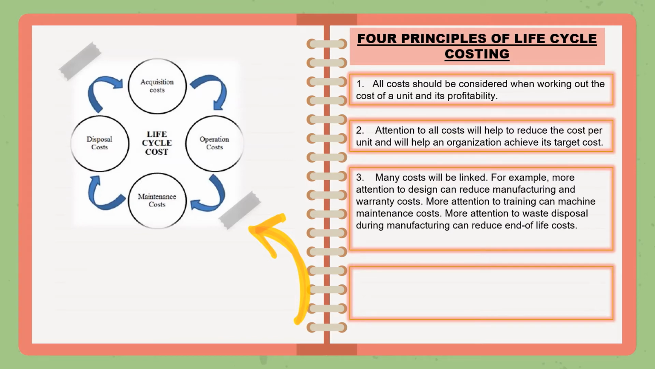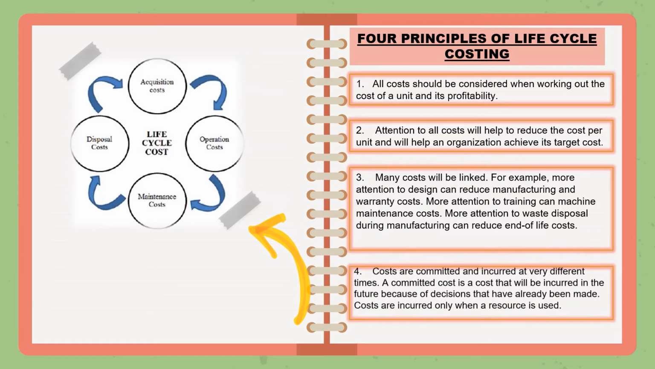The third one, in life cycle costing, many costs will be linked, such as more attention to training of staff can reduce the maintenance costs. If companies give more attention to the design or quality of the raw materials, it can reduce the warranty costs as they will not receive lots of defect products from the customers.